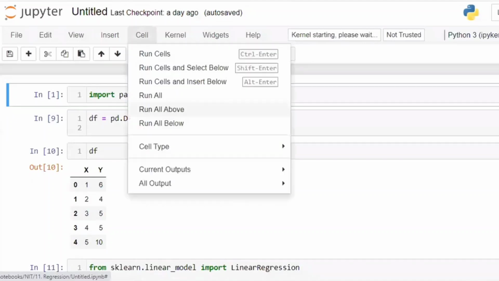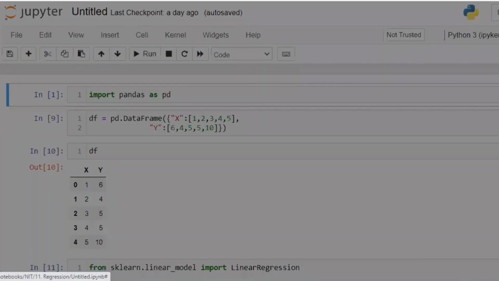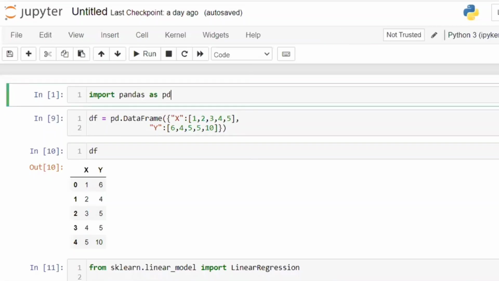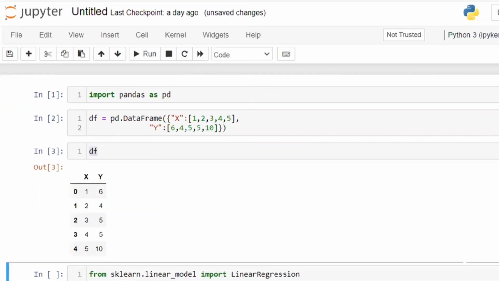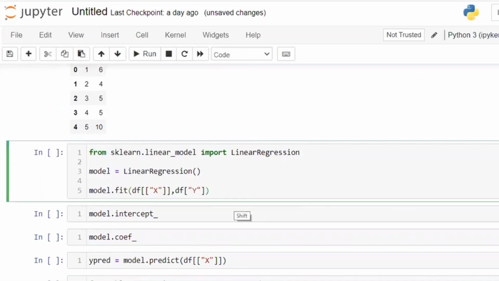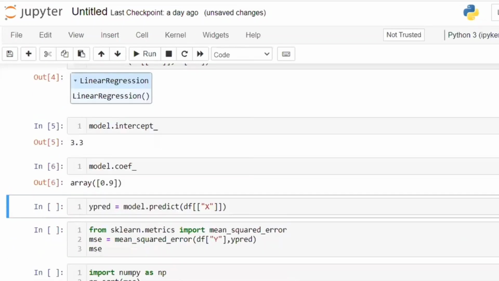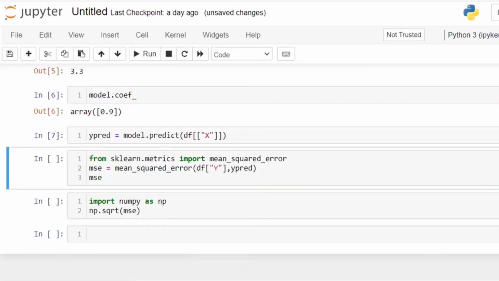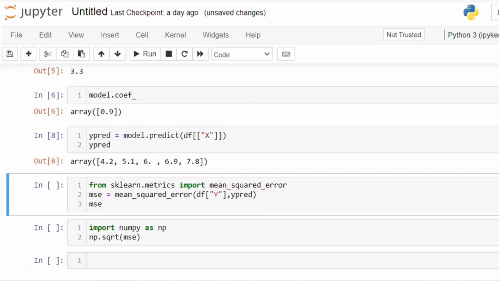First, let me clear the outputs. I'm importing pandas, first I'll import pandas as pd. After that, X values and Y values, and I'm going to create the data frame. And for this, I told you the linear regression, model.intercept_ and model.coef_, and how to predict the values. This is going to predict the values in this way, and these are the Y-pred values. That is Y and Y-pred.